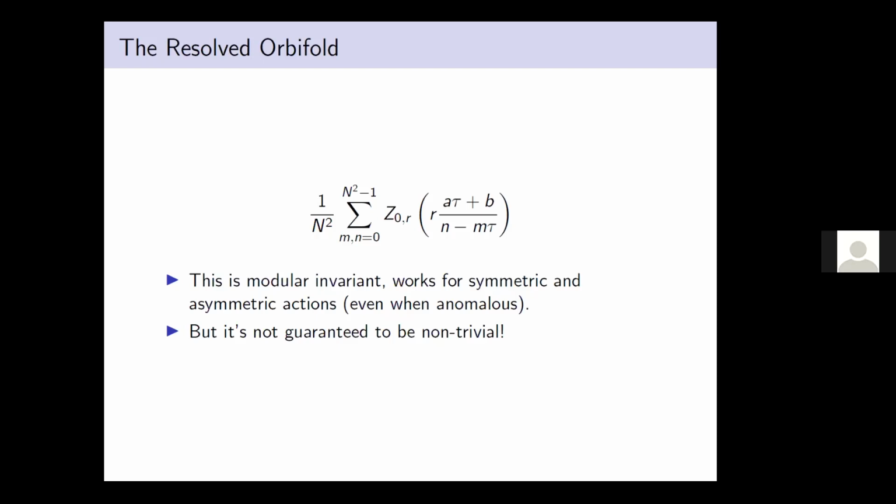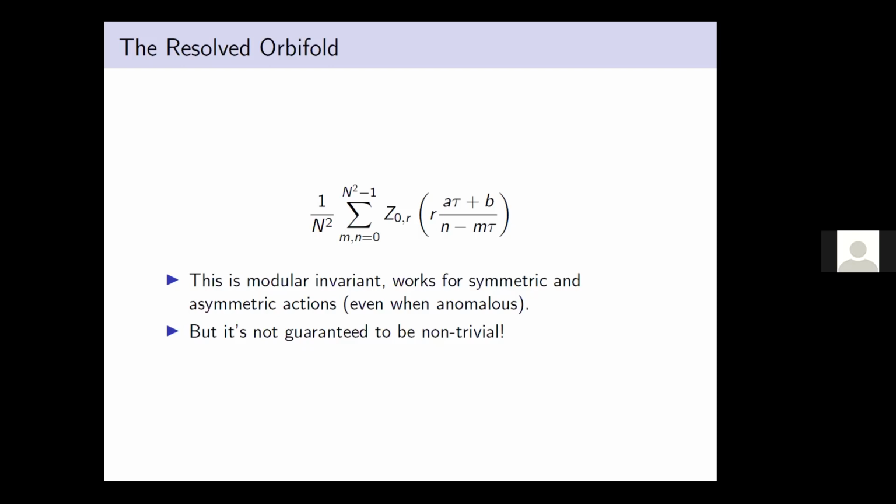Again, this works out, this gives you something sensible, whether the action is symmetric or asymmetric, and in particular with asymmetric actions, they may be anomalous. We know many examples of that, of course. But this object that you build is always modular invariant and always gives you a sensible partition function.